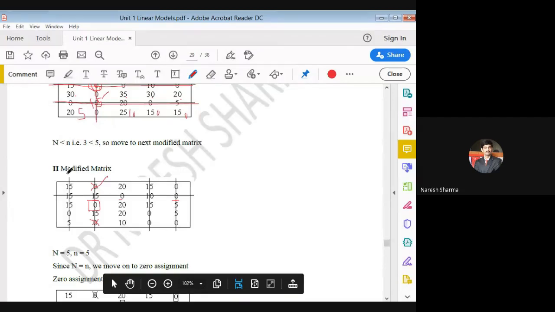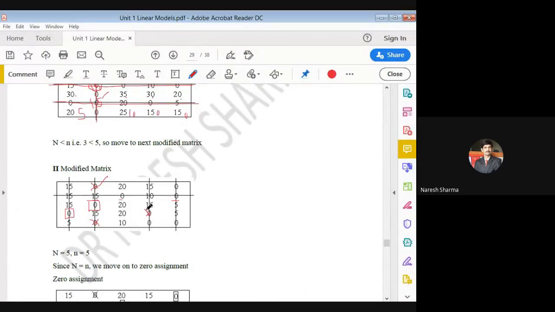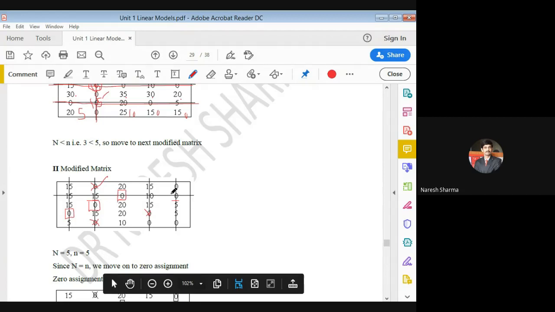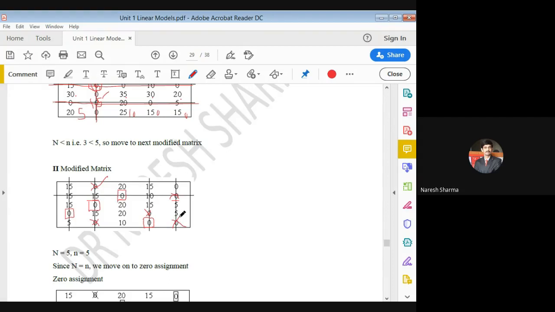Now start column-wise. This zero, we can mark it and cross the corresponding zeros in the row. Now go for the third column, we have one zero here. In the third column we have one zero, and for the corresponding row, cross the zeros please. Now the fourth column we also have one zero. In the fourth column, cross the corresponding zero. Now again go row-wise, we have only one zero here, so mark this one zero. Now we have the assignments here.